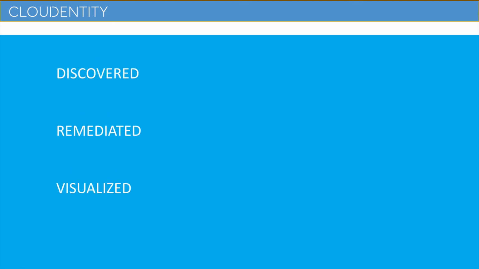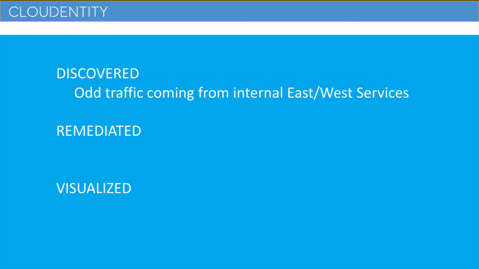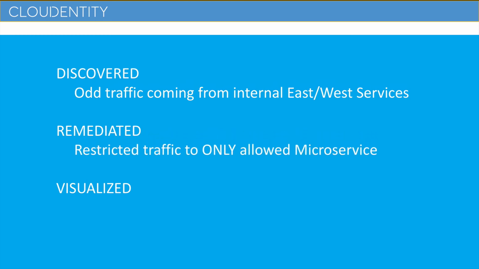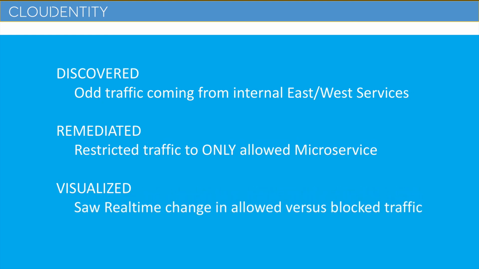So today we've discovered, remediated, and visualized issues with our API. In discovery, we found odd traffic coming from our internal east-west services. Then we remediated that by restricting traffic only from a specific microservice. And then with our visualization, we were able to see in real time the blocked traffic from the unallowed services.